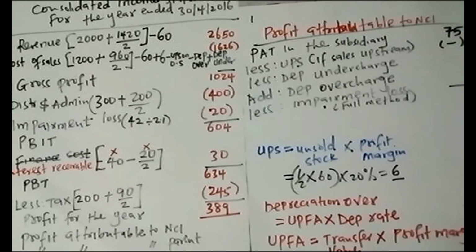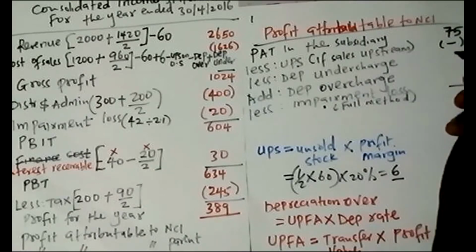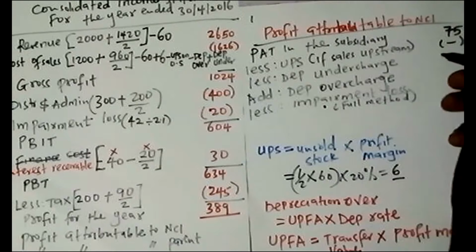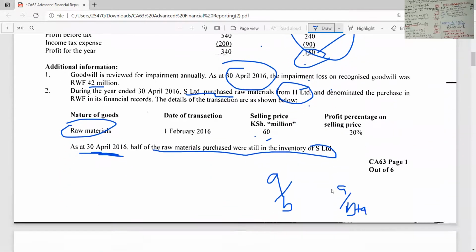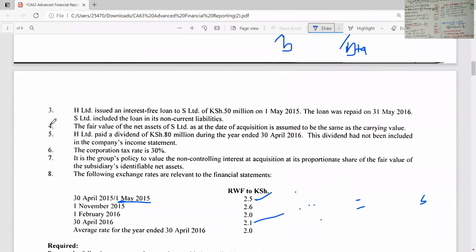For depreciation undercharge to be applicable, I said we must have a revaluation, which was not there. Even the examiner told us that the fair value of the asset was equivalent to its carrying amount. So we know that there is no revaluation. Once there's a difference between the two, that is when we say there is revaluation, the difference between fair value and the carrying amount. In this, they said the fair value of the net assets of S at the date of acquisition is assumed to be the same as the carrying value. So there was no difference. Check note 4.